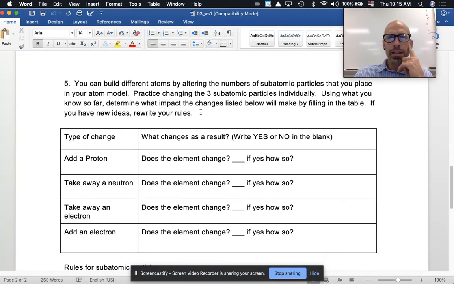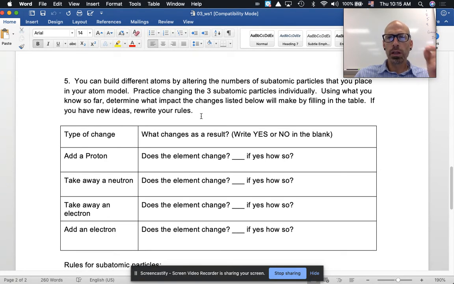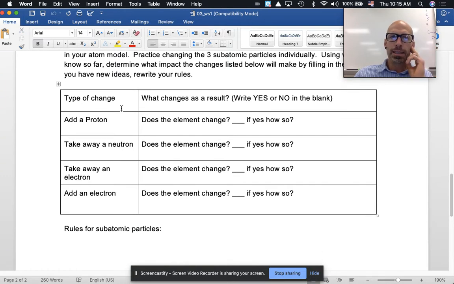It says you can build different atoms by altering the number of subatomic particles that you place in your atom model. Practice changing the 3 subatomic particles individually, which you just did to build your 3 atoms. And using what you know so far, determine what impact the changes listed below will make by filling in the table. So it says type of change and then what changes as a result.